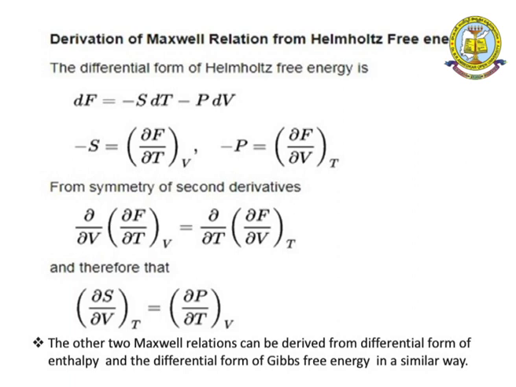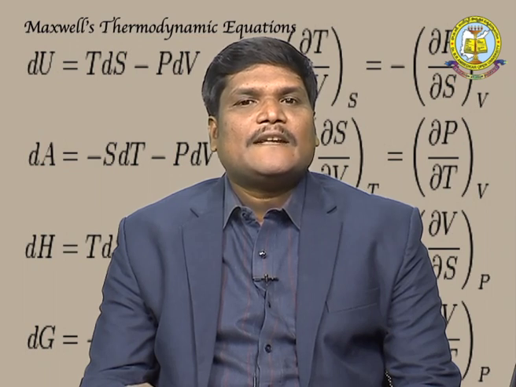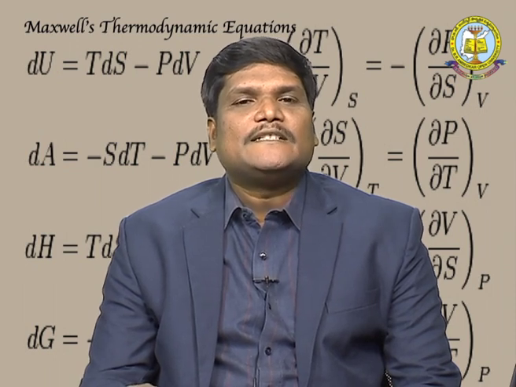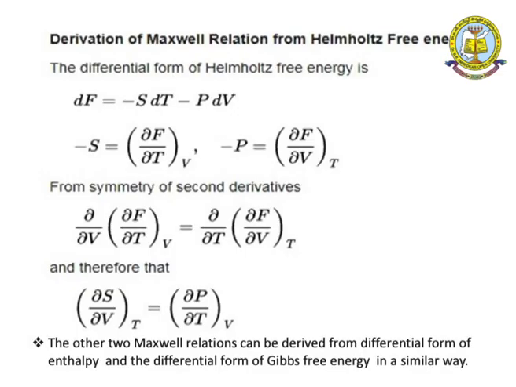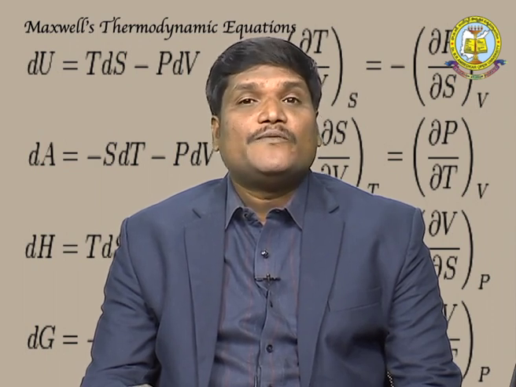Therefore, by combining these equations, we get the value of dou F by dou T at constant V, which equals minus S. Here you have to substitute: minus S, and dou F by dou V at constant T is minus P. Minus and minus get cancelled. Therefore, the equation becomes dou S by dou V at constant T equals dou P by dou T at constant V. So this is the second Maxwell's thermodynamic equation, which we have derived from the Helmholtz free energy.